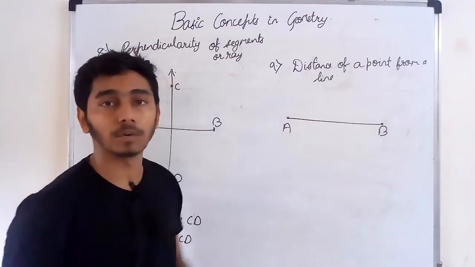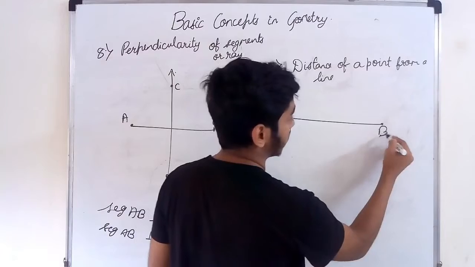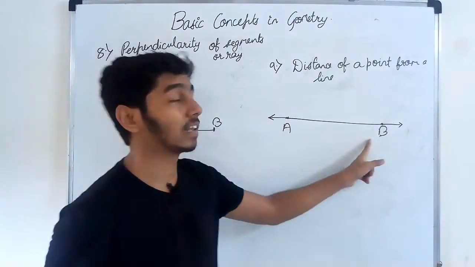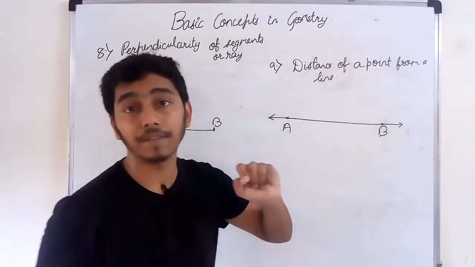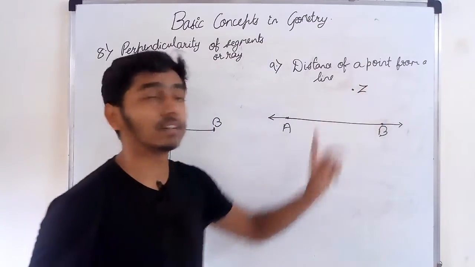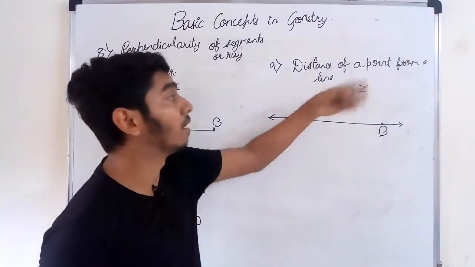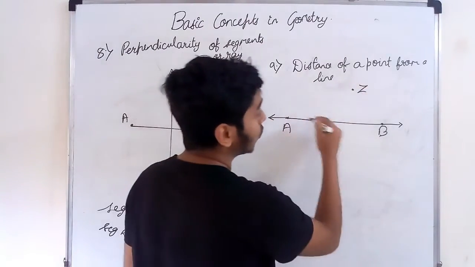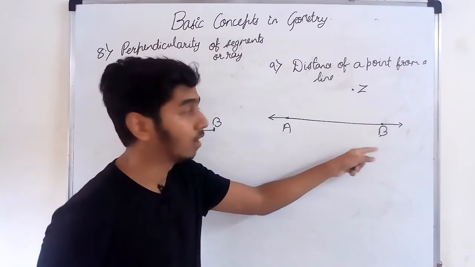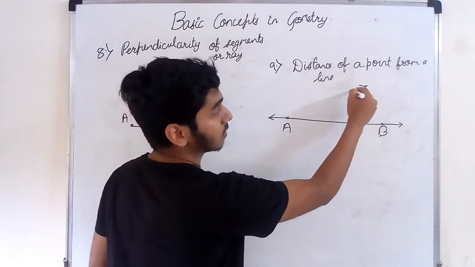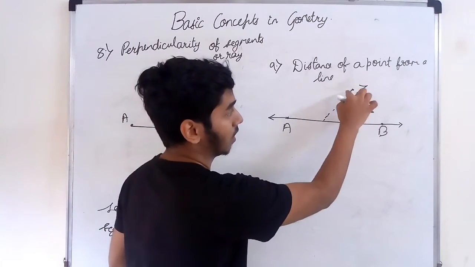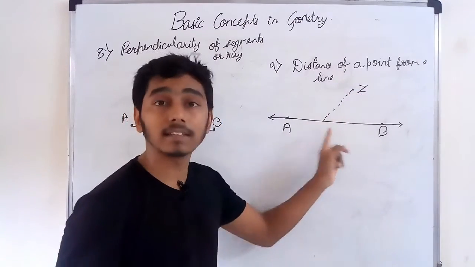So there is a segment, or you can draw a line out of this. So there is a line. Distance of a point from a line we want to find. So let's take any point. Let's say there is a point which is Z here, anywhere above the line. Then to find distance between this point and the line AB, can we draw this? Can we check? Can we take this distance?